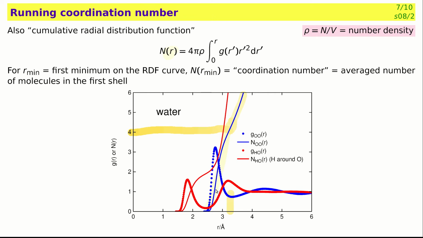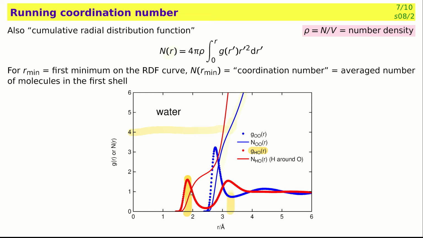The problems in interpretation are caused by the fact that this minimum is not so well pronounced. But for the radial distribution function of hydrogen and oxygen, I am getting a bit different, a clearer picture. Again, this distance corresponds to the hydrogen bond.